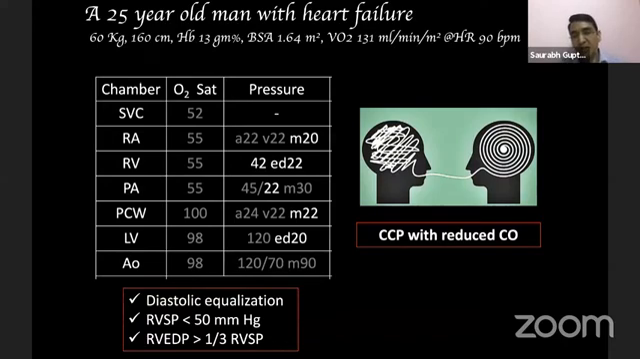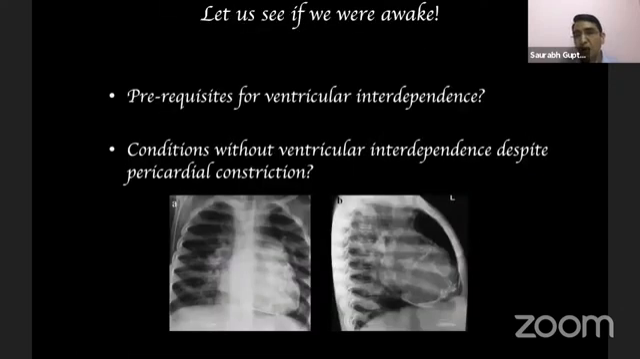So now look at this pressure trace here. As has been highlighted, there is diastolic equalization. RV systolic pressure is less than 50 and RVEDP is more than 1/3 of RV systolic pressure. So what we are dealing with is constriction with reduced cardiac output.